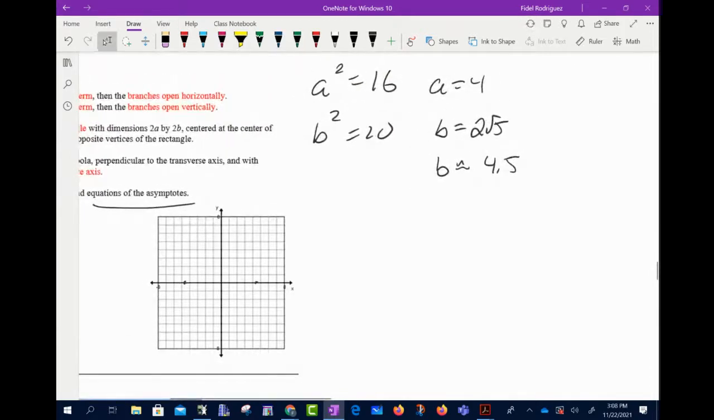And then we said the point A was 4. So I'm going to go up 1, 2, 3, 4 up here, and 1, 2, 3, 4 right there. Okay, this is what we're going to do, y'all. We're going to draw a rectangle. The rectangle is going to look like this.